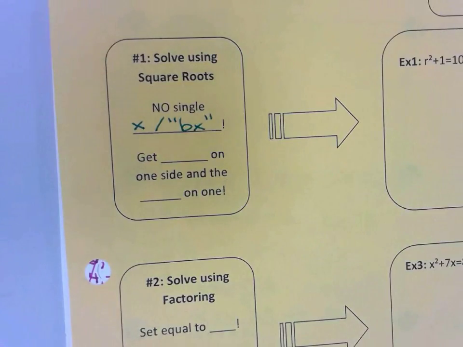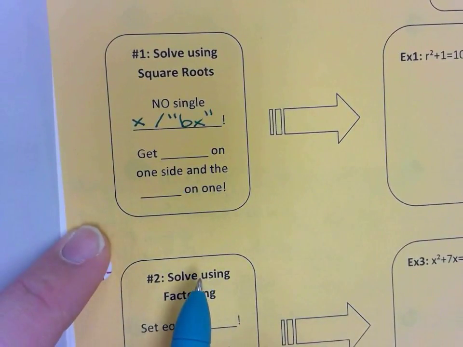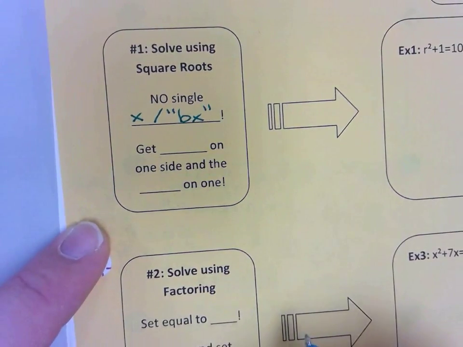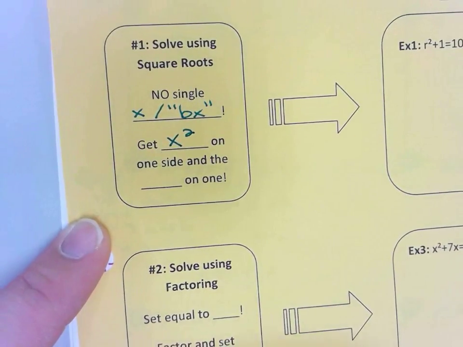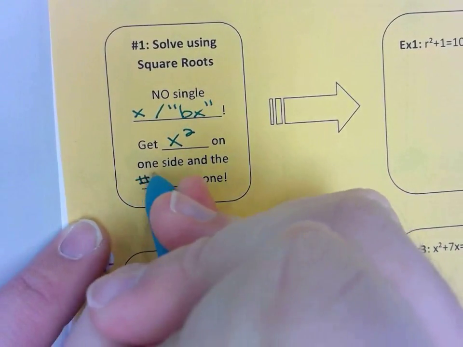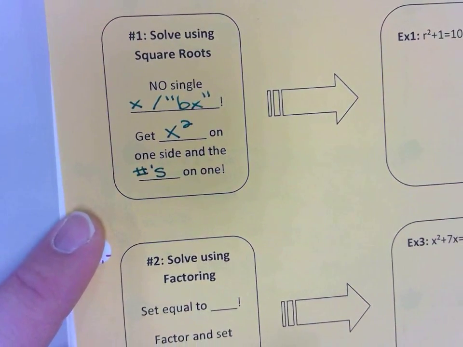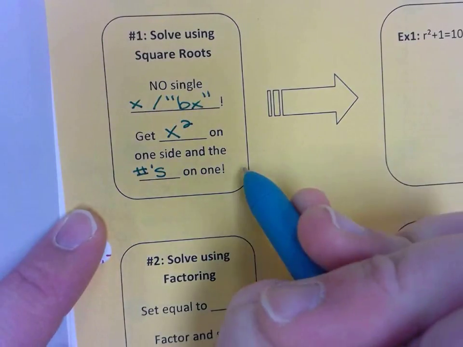There's no single x or bx term. All you see is x squared and numbers. Okay, if I'm solving that, I need to get blank on one side and blank on one side. I need to get what on one side and what on the other side? X squared on one side and get the numbers on the other side. So unlike factoring or quadratic formula where I have to get it equal to 0, I want to get x squared by itself. And then I'll put a side note here.